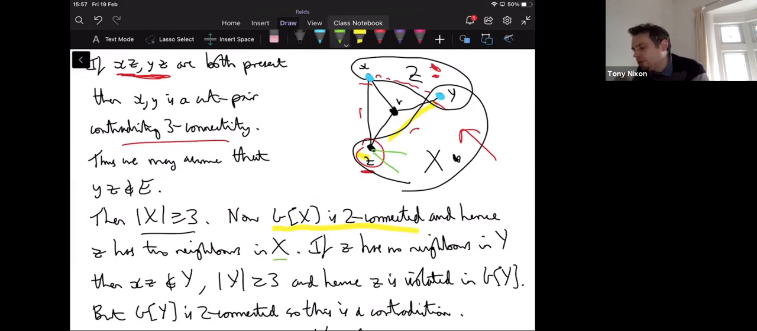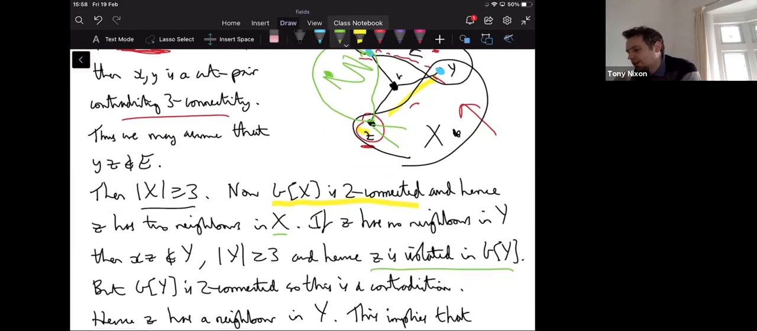If z has no neighbors in y, so remember y could just be this edge or it could be a bigger blob. So if z has no neighbors in y, then it would be true that this edge x, z is not present, otherwise that would contradict having no neighbors. So that means that there's at least a vertex here, but it would also say that z has no neighbors in this bit, so z is an isolated vertex in the subgraph gy, but we just said the subgraph gy is 2 connected, so it can't have an isolated vertex, so that's a contradiction.